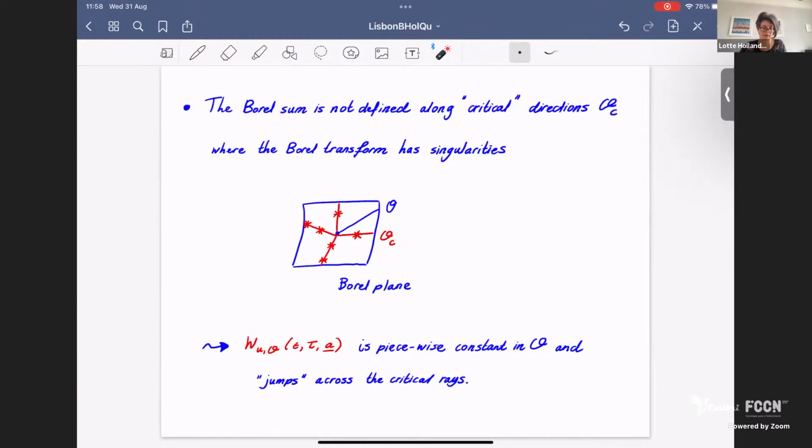So what's interesting about this Borel sum is that it's not defined everywhere. There are critical directions where you cannot compute it, where the Borel transform has singularities. If this is the Borel plane, then there might be some isolated rays, there might be some rays which accumulate to a certain ray, and along these special rays, we cannot do this Borel sum. Otherwise, this object is piecewise constant in this angle theta, but if we cross such a critical ray, then this object jumps.